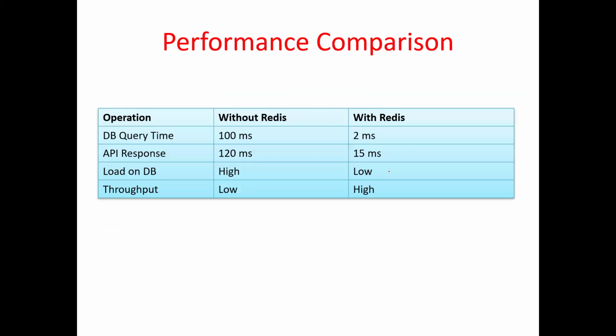Okay, but if you do the comparison, without Redis a database query takes 100 milliseconds, with Redis 2 milliseconds. API response may take 120 milliseconds, here 15 milliseconds. Load on the database is very high without cache. If you are using Redis, very low. Throughput is low without it, and it will be high throughput here. Millions of requests you can handle as part of our performance here. So by introducing Redis, you drastically reduce database load and improve API response time, guys.